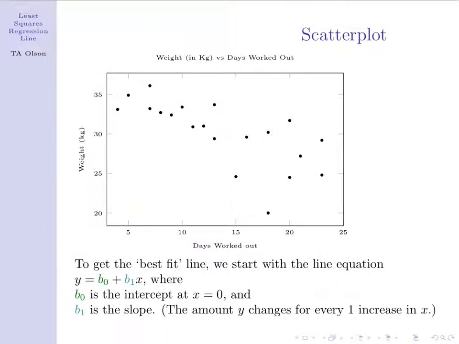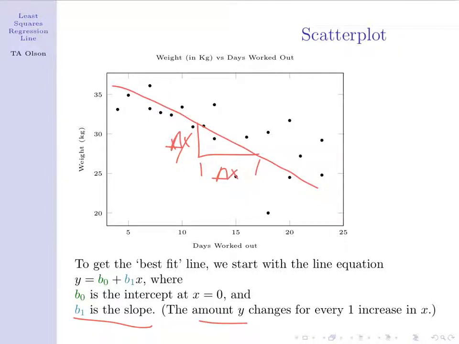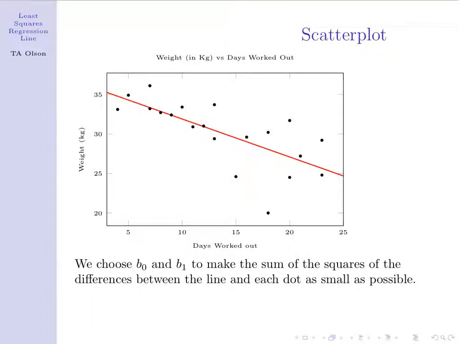And b1, our slope, is the change in y for every change in our x. So that slope is the amount that y is changing every time I increase x by 1. Goes down, goes down, goes down, goes down. That's our slope. Having done the computation, here is our line.